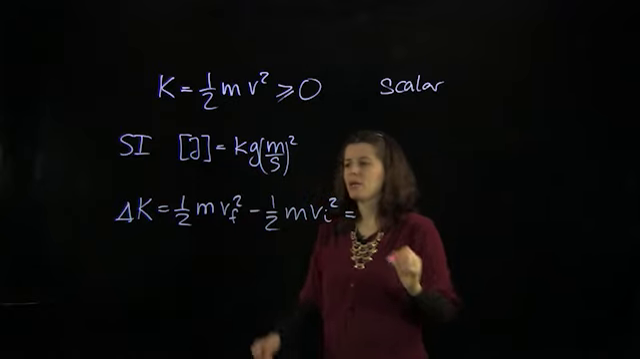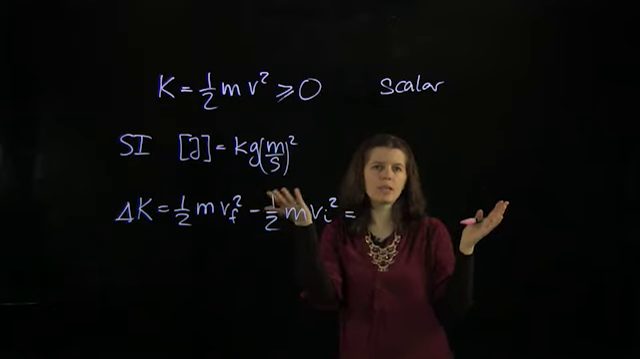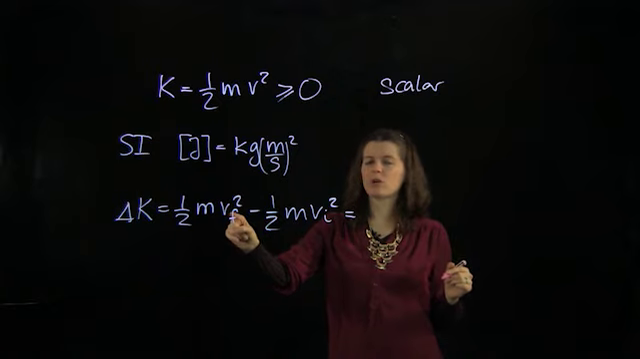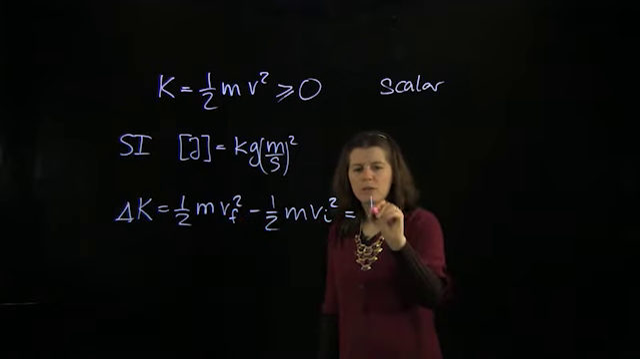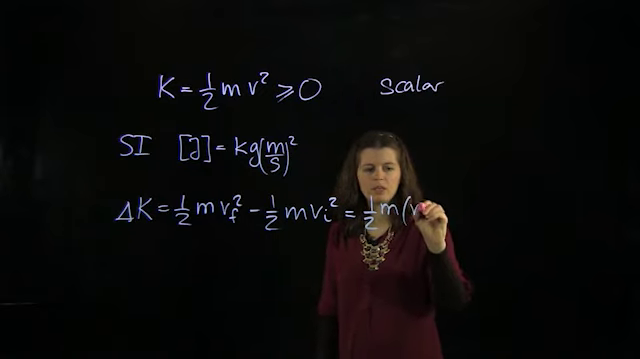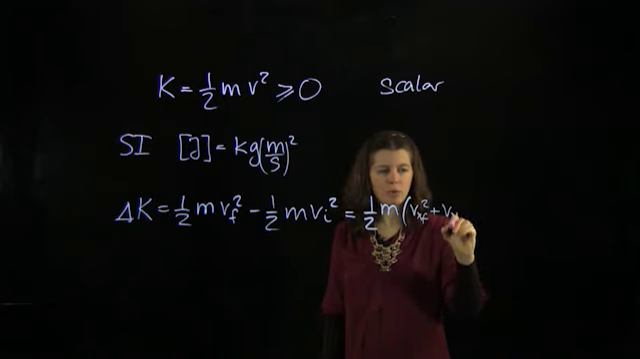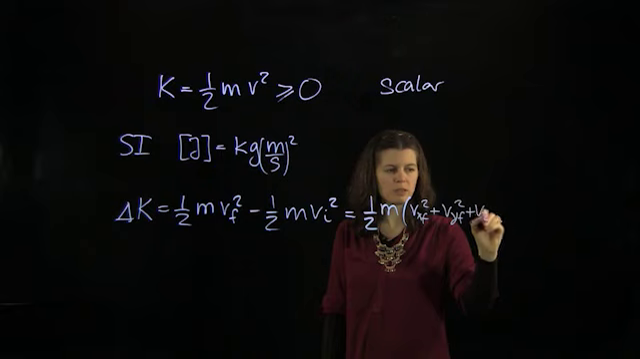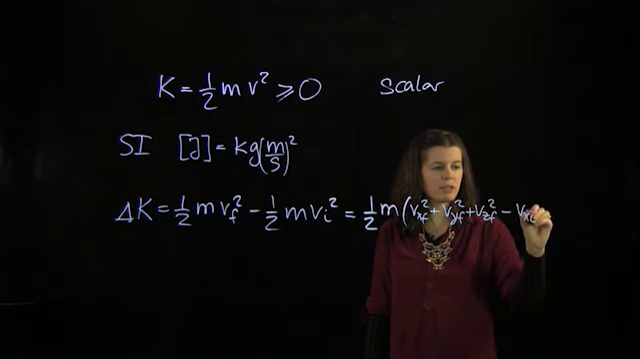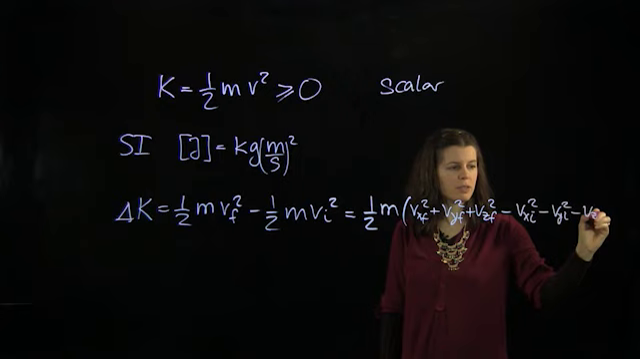And if we have a motion, so velocity in let's say a 2D or a 3D space, then we have to consider all these components here, and we can also pull out the 1/2 m, and then we have v x final squared plus v y final squared plus v z final squared, and then minus all the initial values, x initial, y initial, and z initial.